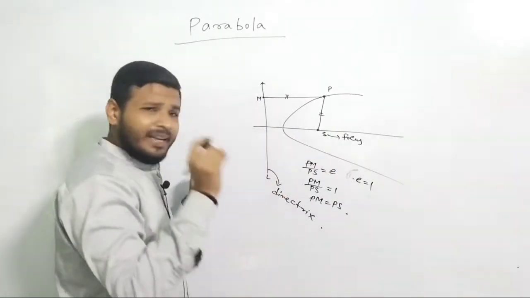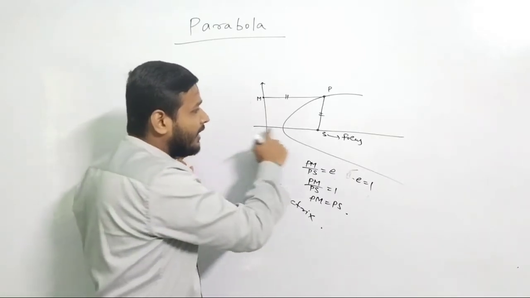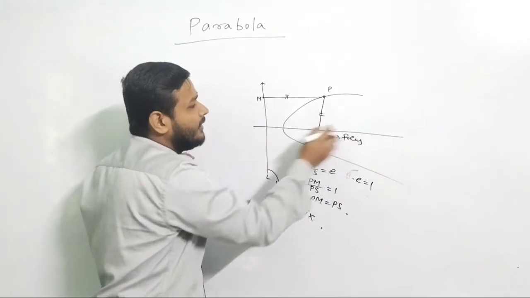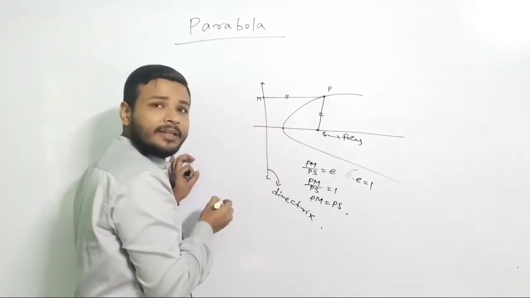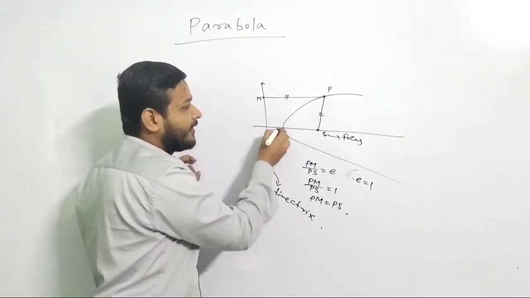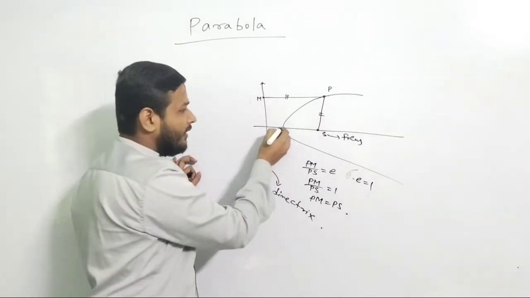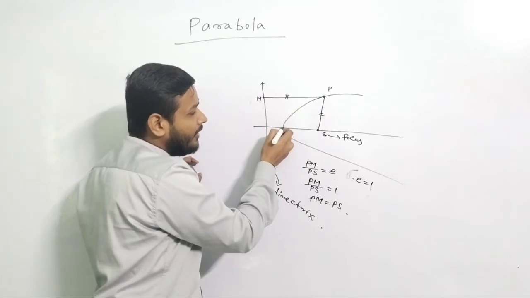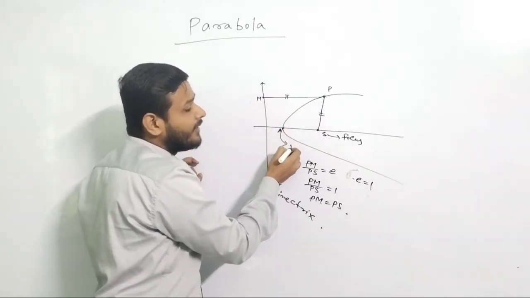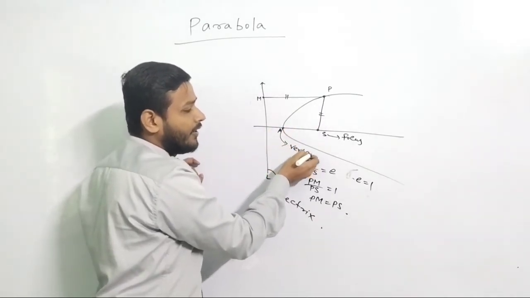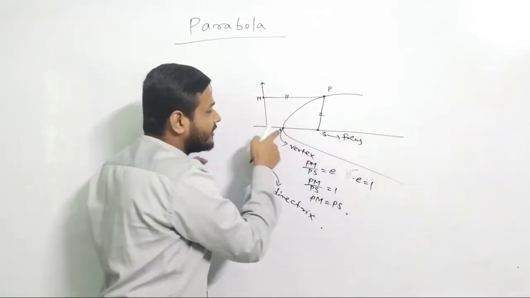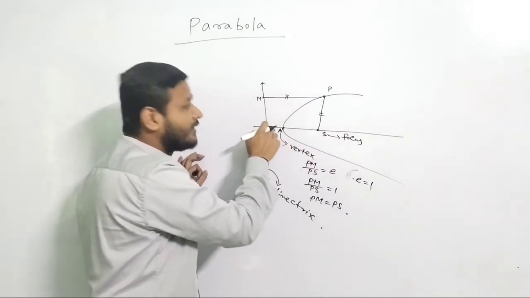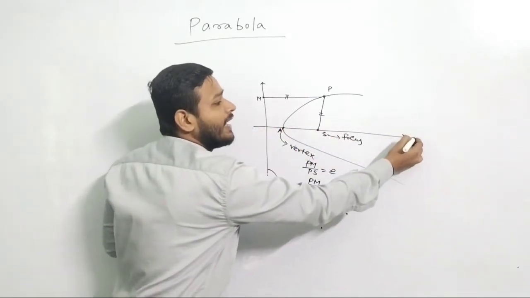Now, a straight line which intersects the parabola at a point, that point is known as the vertex. Sorry, the point where the straight line intersects the parabola is known as the vertex. And this straight line which intersects the parabola, this straight line is known as the axis.